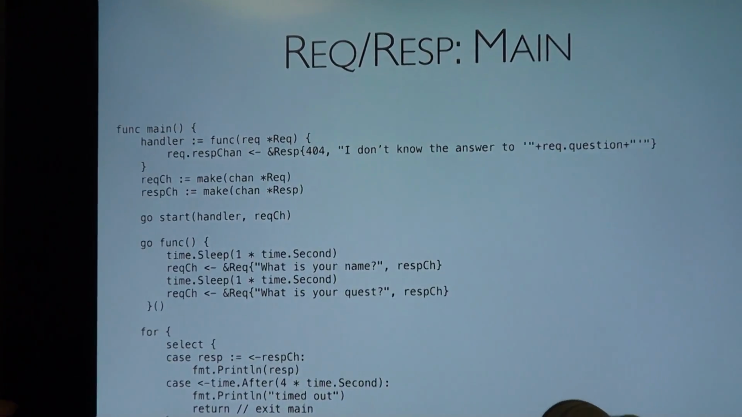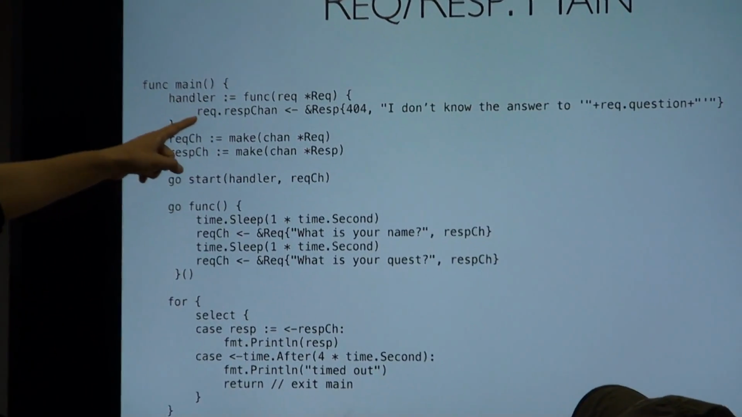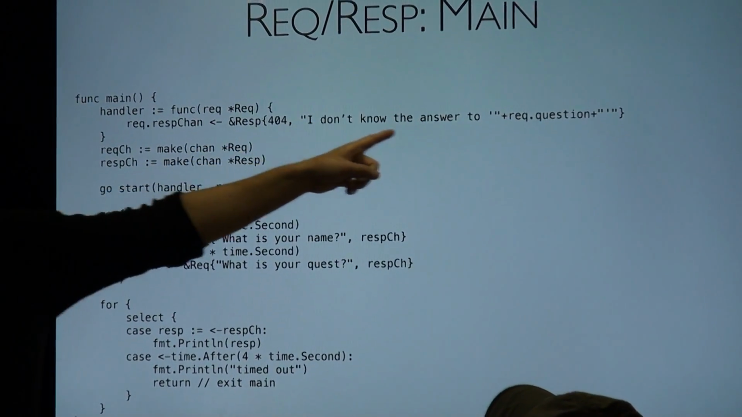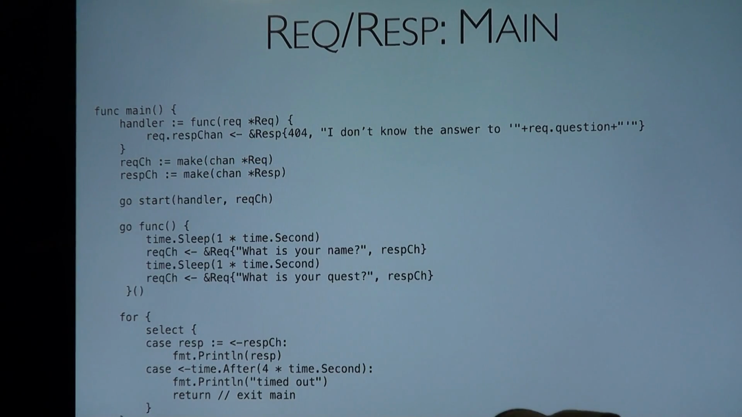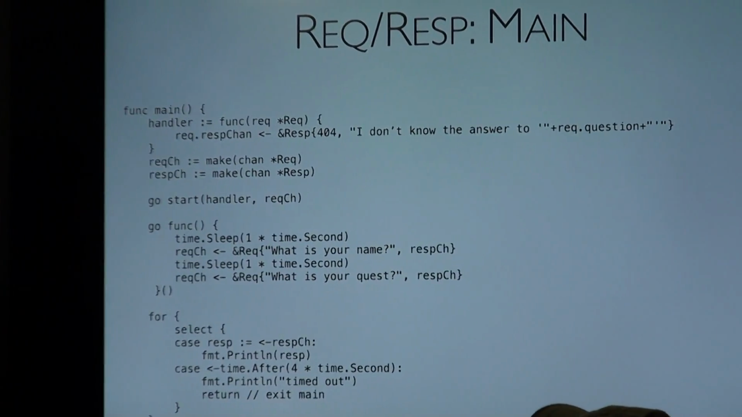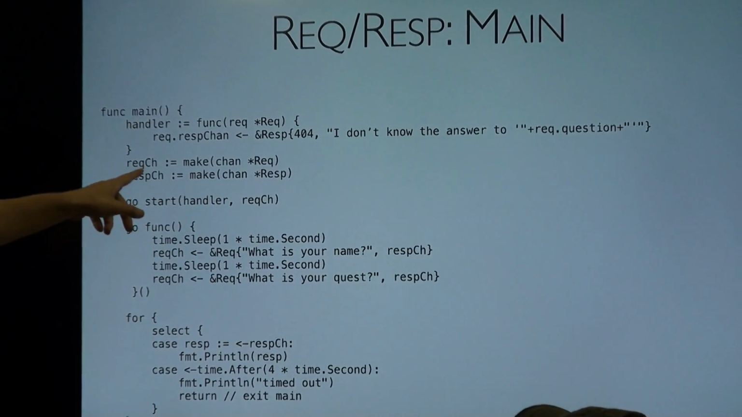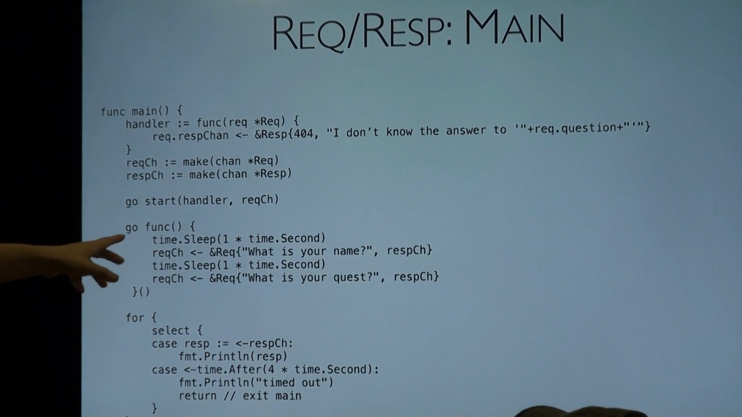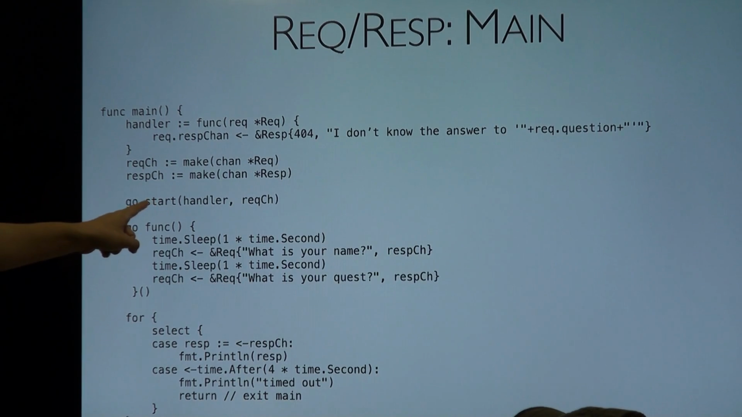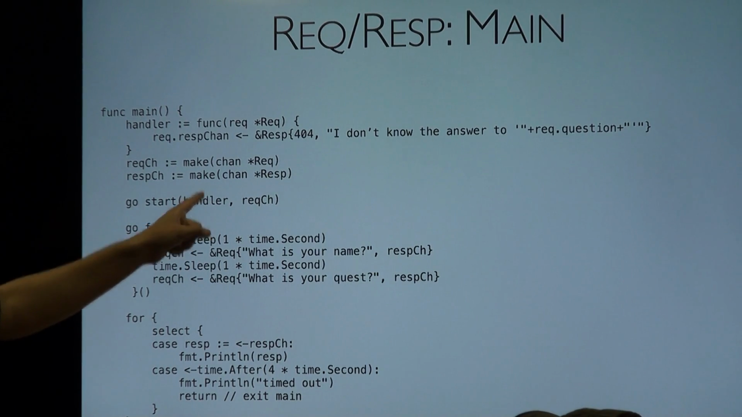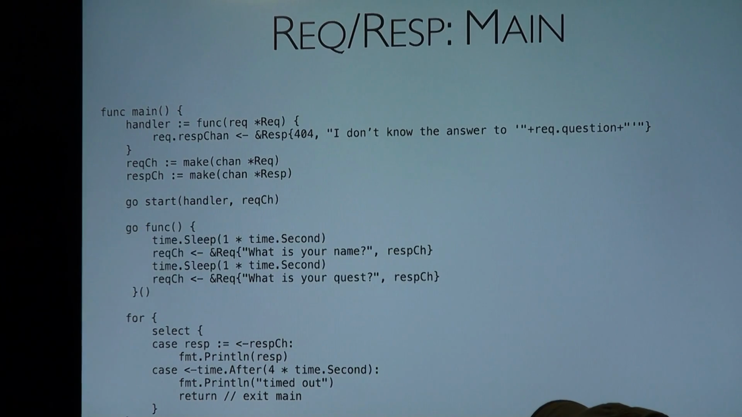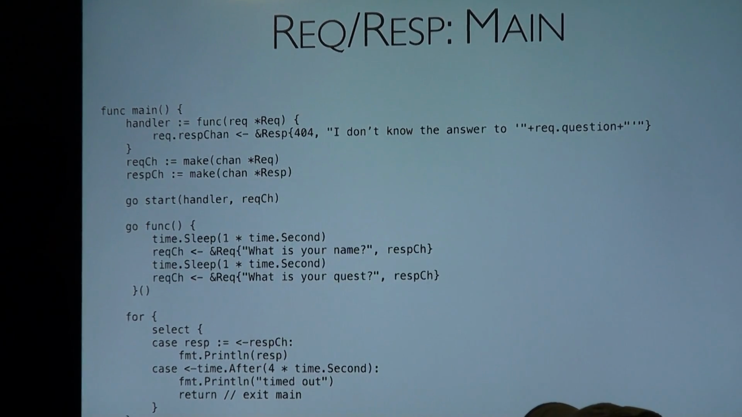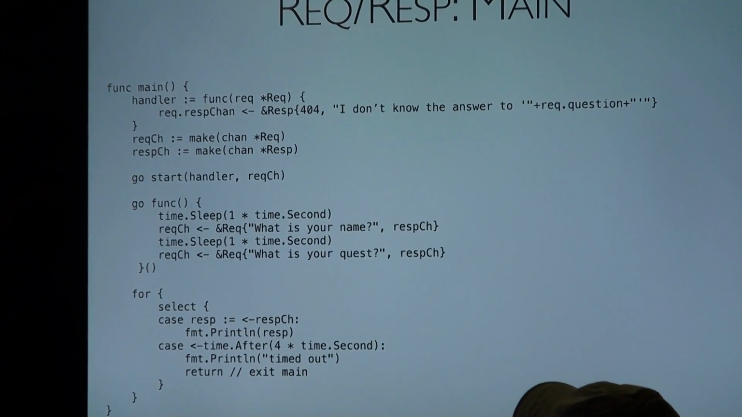The main function looks like this. First we define a handler, and in this case our handler is kind of dumb. All it says is I don't know the answer to your question, and responds with some arbitrary code. I don't know where that number came from. It just came to me. We make our request channel and our response channel. So basically here we start our server, as it were, and we give it the handler, which is its own little closure, and we give it the request channel. So now all we have to do is stuff questions into the request channel, and then magically the answers will come back to us.